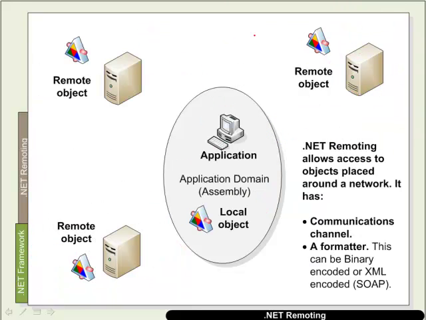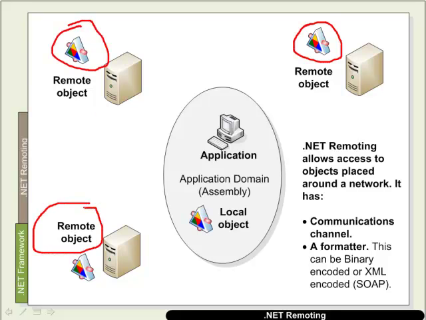So the model that we have is that we can have objects, and we'll just call them objects from now on, remote objects distributed around our systems, and then our application or assembly can then access local objects or can access remote objects.